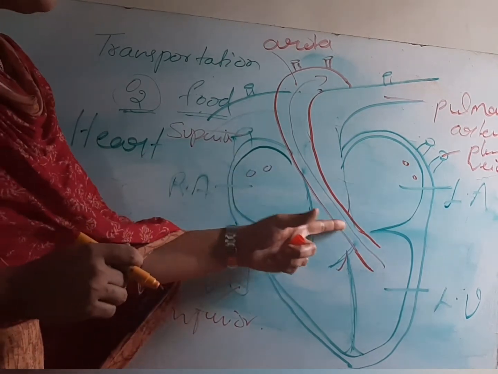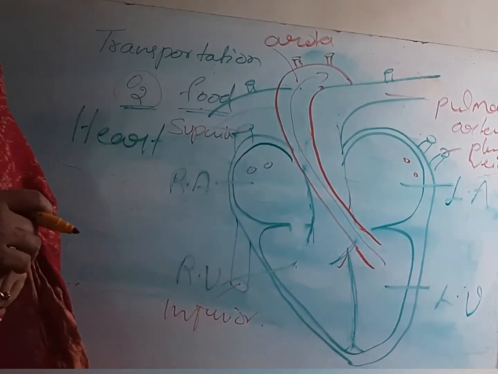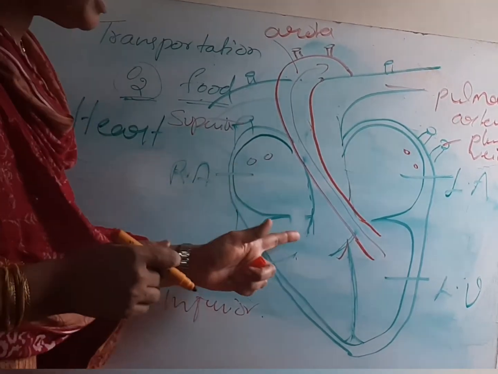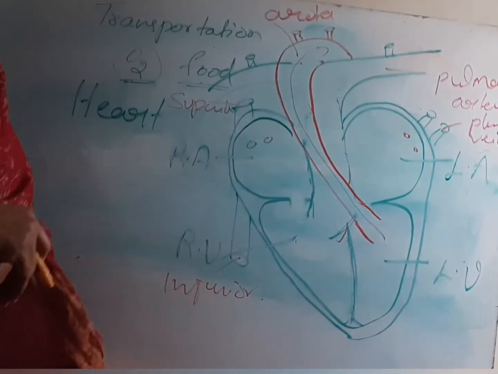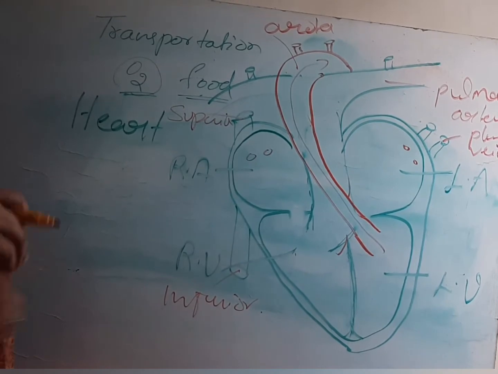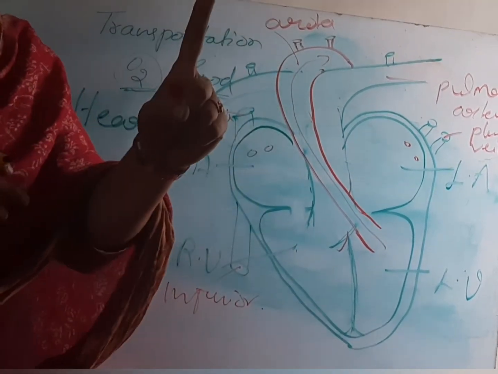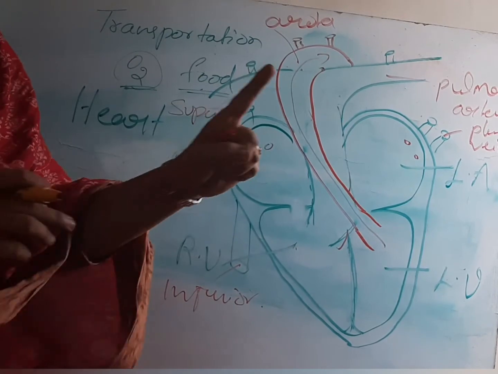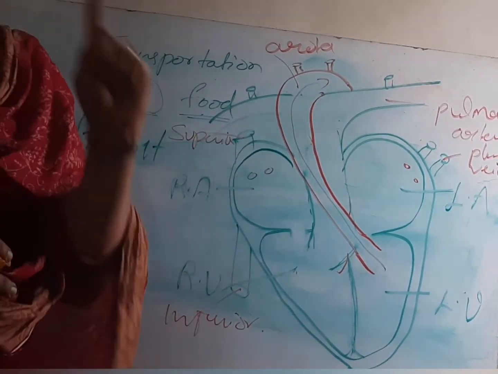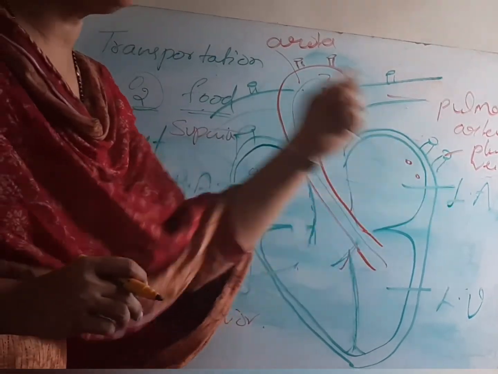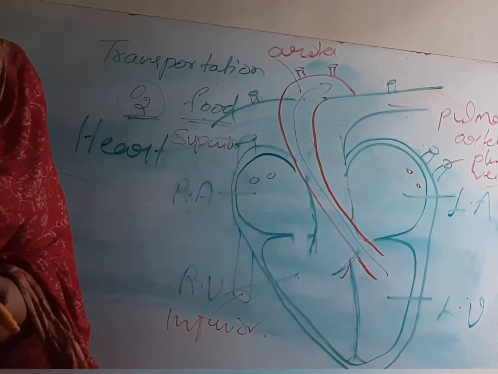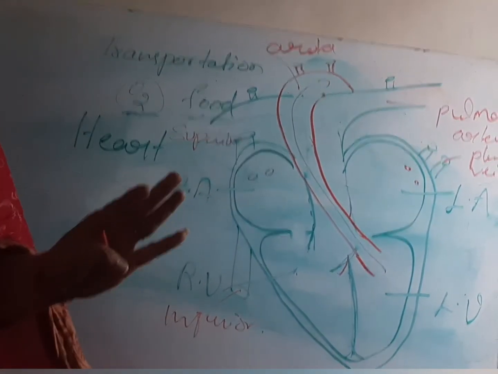So I wrote aorta in red color. That means it has oxygenated blood. I wrote pulmonary artery in blue. Why? It carries deoxygenated blood. So only one artery carries deoxygenated blood, that is pulmonary artery. It is exceptional. Only one category of vein, the pulmonary veins, carry oxygenated blood. Rest of the veins carry deoxygenated blood.